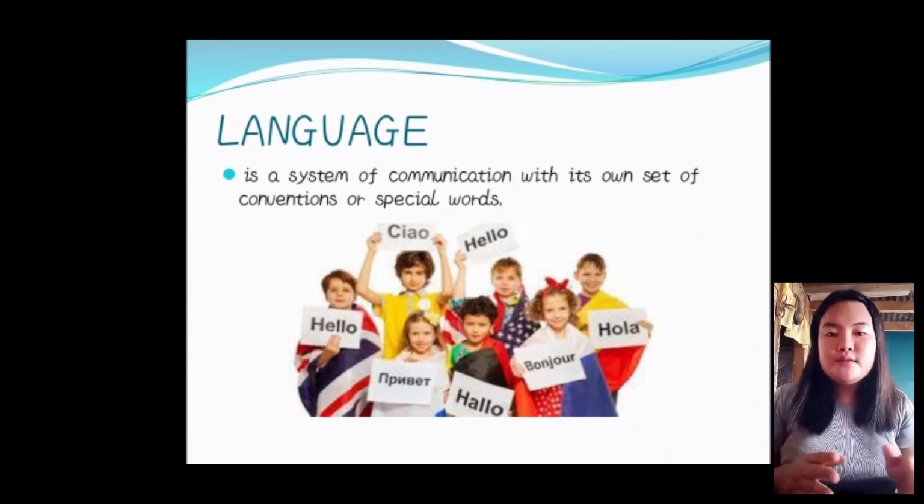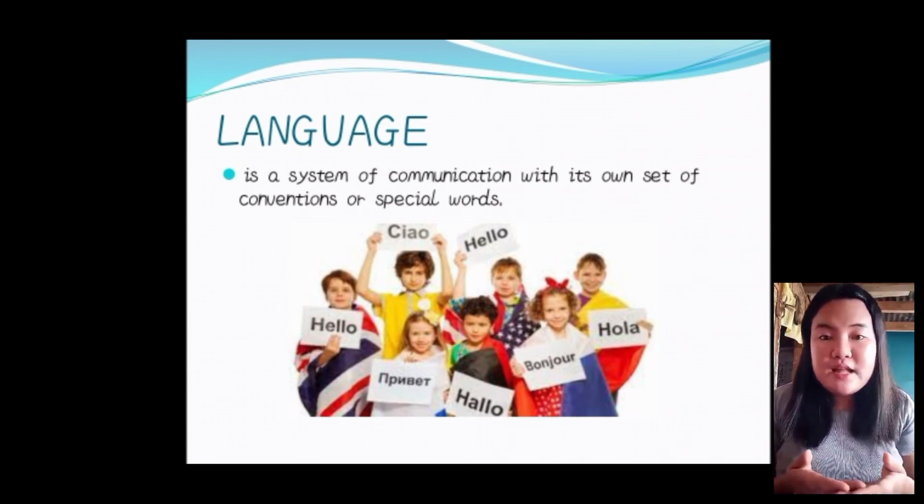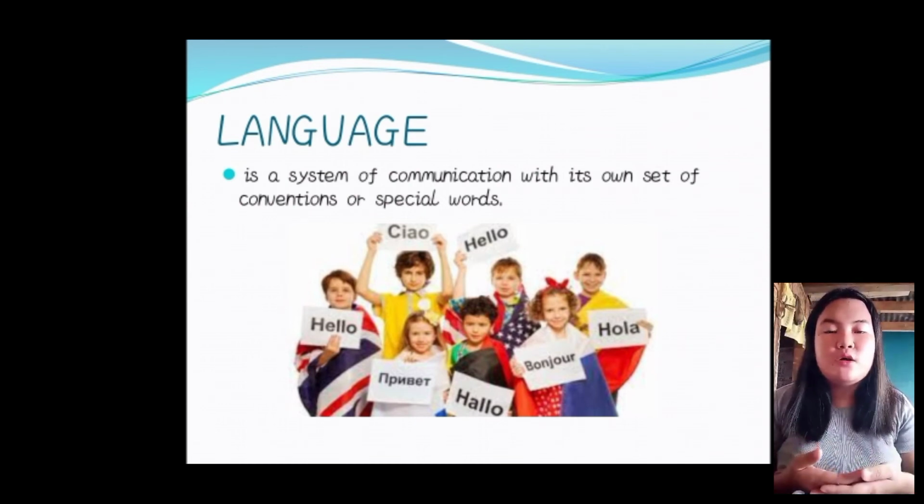So it is important to know our language, different languages, so that we have to share common ideas.